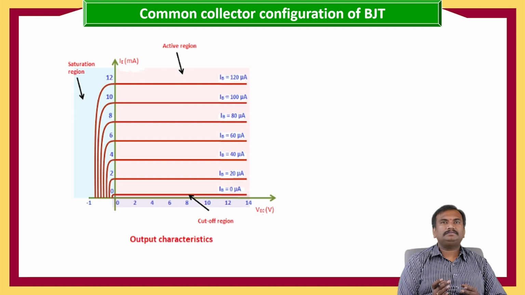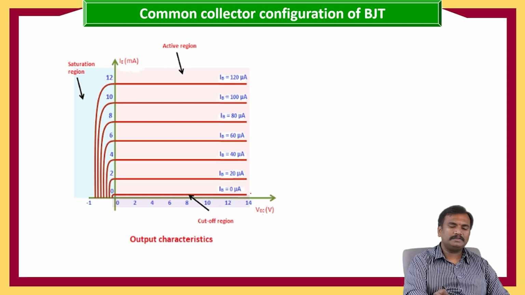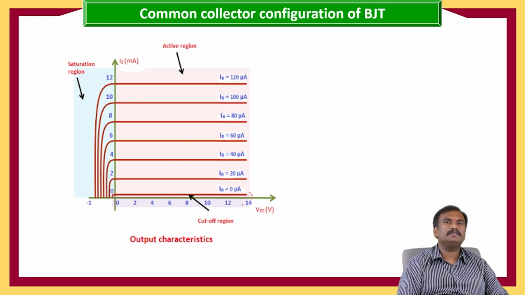And this is the complete output characteristics of common collector configuration of bipolar junction transistor. During this period, when the IB value is 0, that is, there is no forward voltage applied, no conduction will take place. So when no conduction takes place, that region is called the cutoff region.